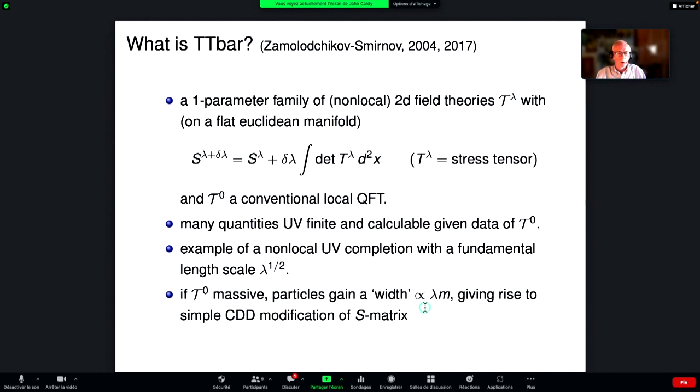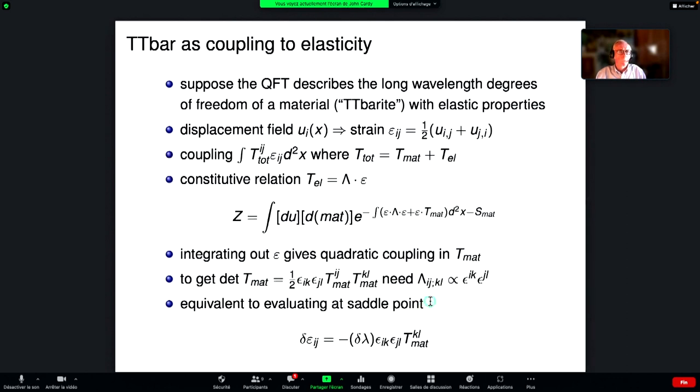But I'm going to be interested in the TTbar deformation of a conformal field theory. So one intuitive way to think about this is as a coupling to elasticity. So we think about this imaginary material called TTbarite, and it has elastic properties, and the massive degrees of freedom of the conformal field theory are going to couple to the elastic degrees of freedom. And the way, of course, they're going to do that is through a coupling of the strain tensor of the elastic medium to the total stress tensor, where the hat is made up of the matter stress tensor and the elastic stress tensor.